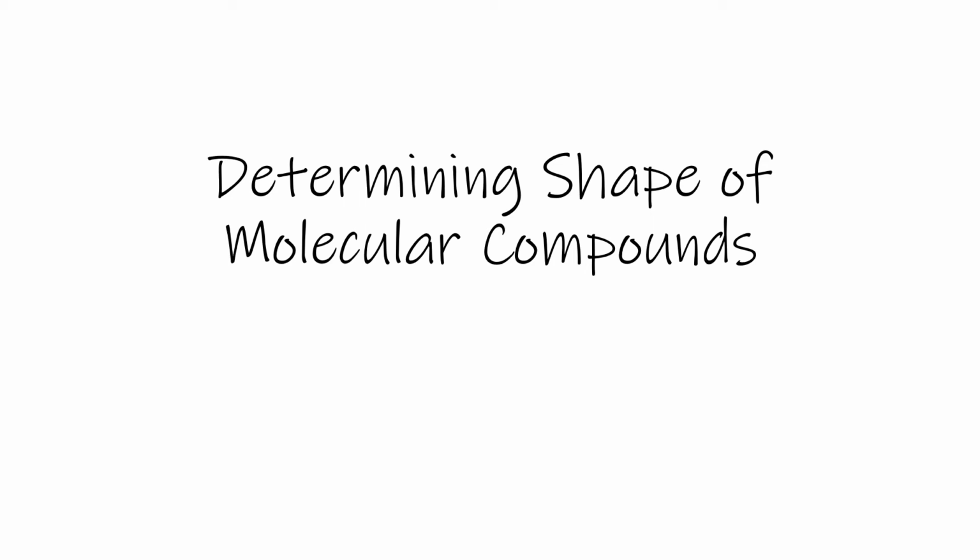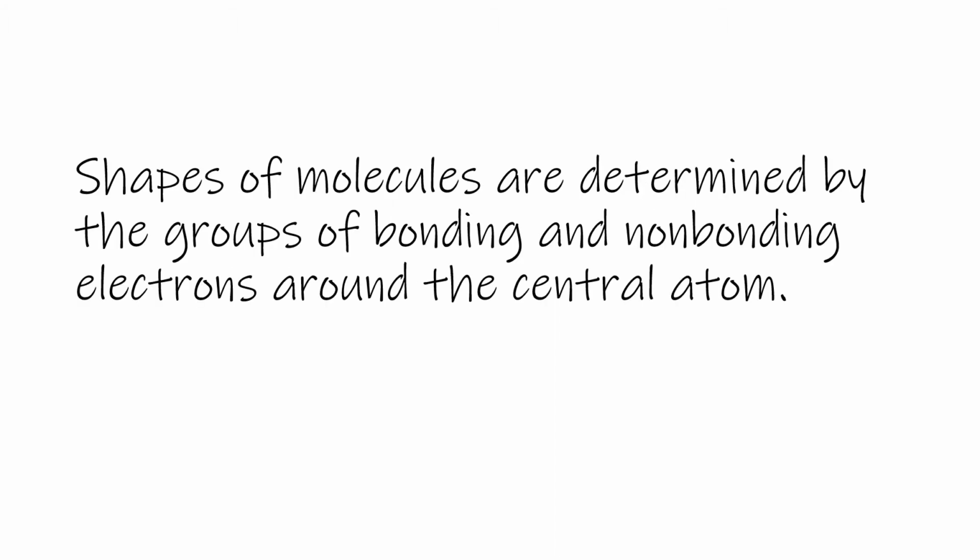In this video, we are going to look at how we can determine the shape of molecular compounds. The shapes of molecular compounds are going to be determined by the electron groups around the central atom, and that includes both bonding and non-bonding pairs of electrons around that central atom.